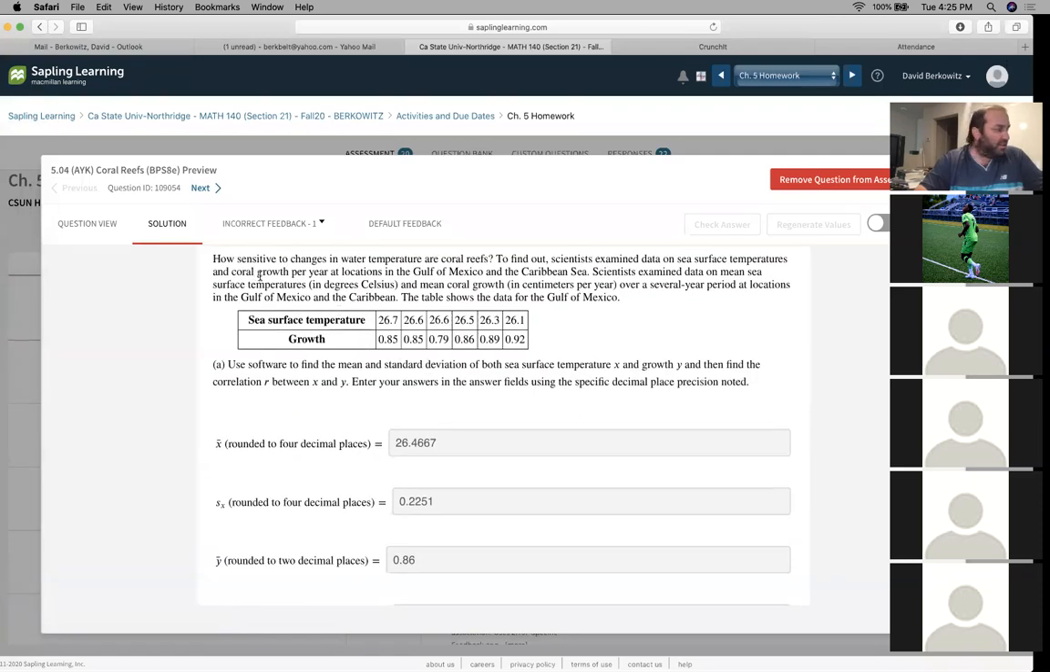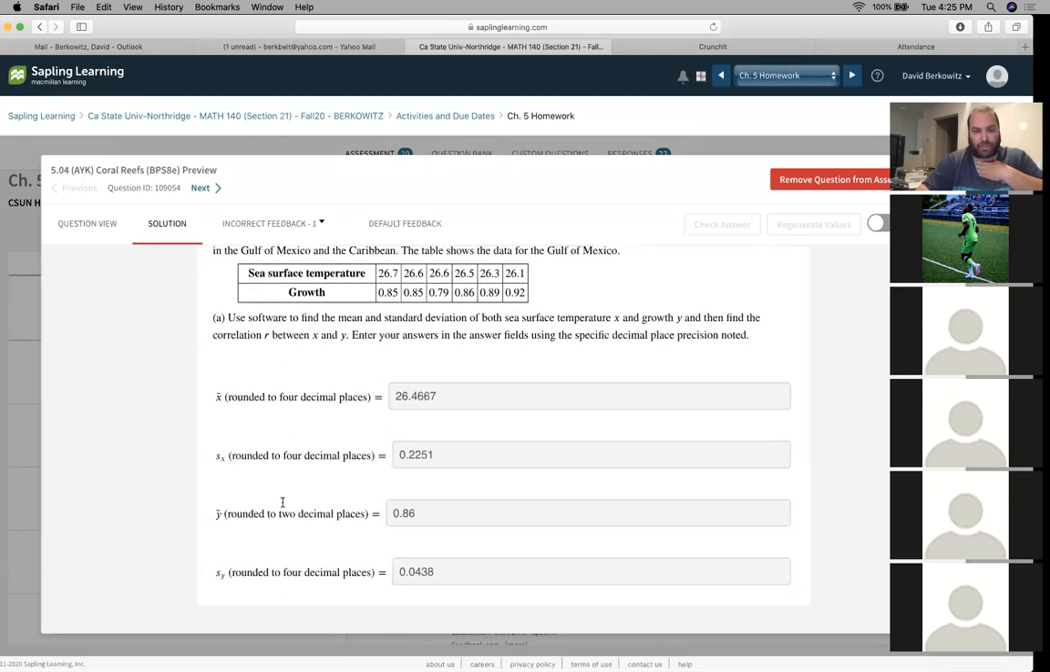Okay. How sensitive to changes in water temperature are coral reefs? To find out, scientists examine data on sea surface temperatures and coral growth per year at locations in the Gulf of Mexico and the Caribbean Sea. Scientists examined data on mean sea surface temperatures and mean coral growth. It says use software to find the mean and the deviation of both of these and put everything in here. So X bar, SX, Y bar, SY, and R.